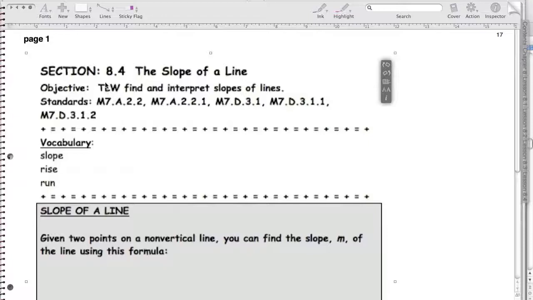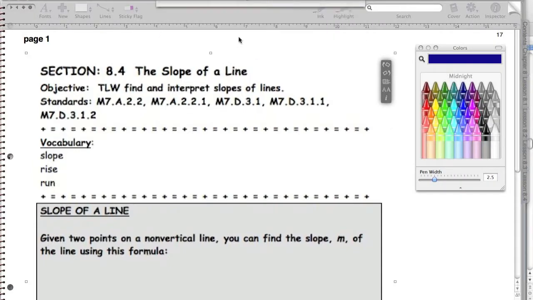Right, section 8.4, the slope of a line. Now, here we're going to introduce the third option for graphing, and it's probably most common when you get into higher math. So this is a really useful tool to keep in mind. There's three vocabulary words we're going to understand. The first is slope, and the whole process of graphing is going to revolve around what slope is.